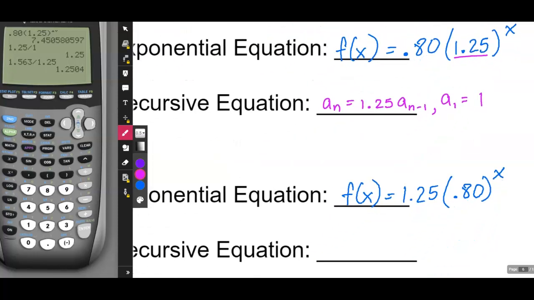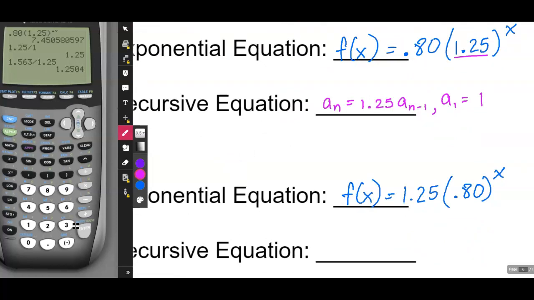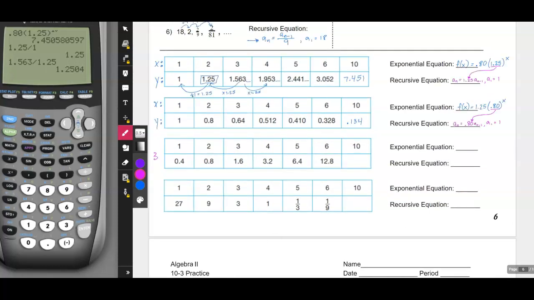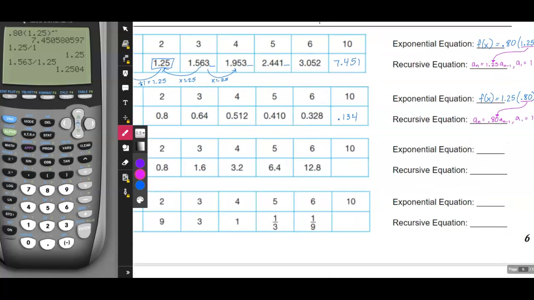So just looking at our exponential equation for number 2, let's write the recursive equation. What are we multiplying by? 0.8 this time. 0.80 times a sub n minus 1. And what was our first term? You always just multiply by that base number your calculator gave you. So now I want you to fully do number 3. Fully do number 3.